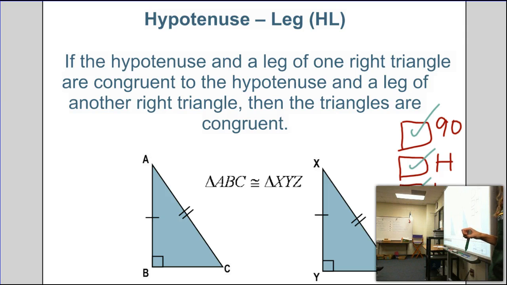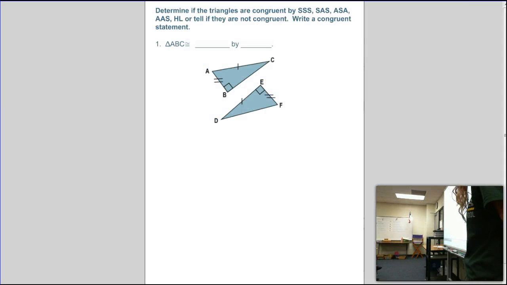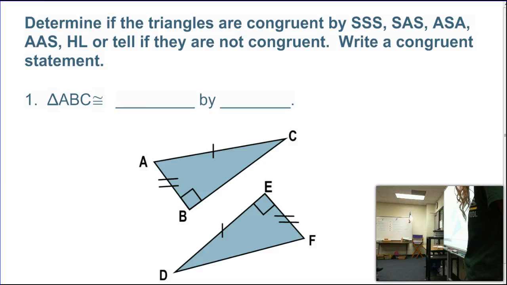So that's HL. You would mark that. You would say triangle ABC is congruent to triangle XYZ by HL. Okay, let's work some examples. This is in your notes, and then we'll do whiteboards in a minute.